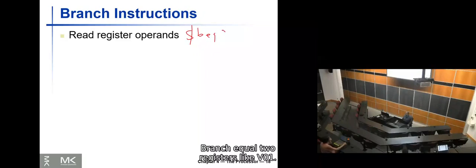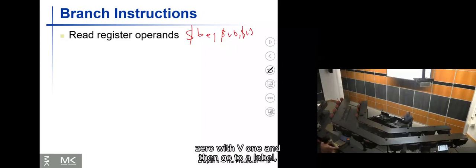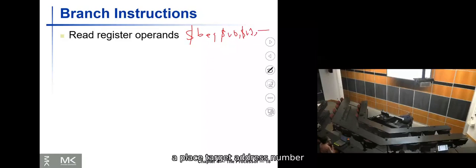Branch on equal, two registers like V0, V1. I just put different registers so you know they are just examples. Branch on equal V0 with V1 and then go to a label, a target address, somewhere that we want to jump to in the branch. So this is the branch instruction. Again, if you remember, the branch instruction has an I format.